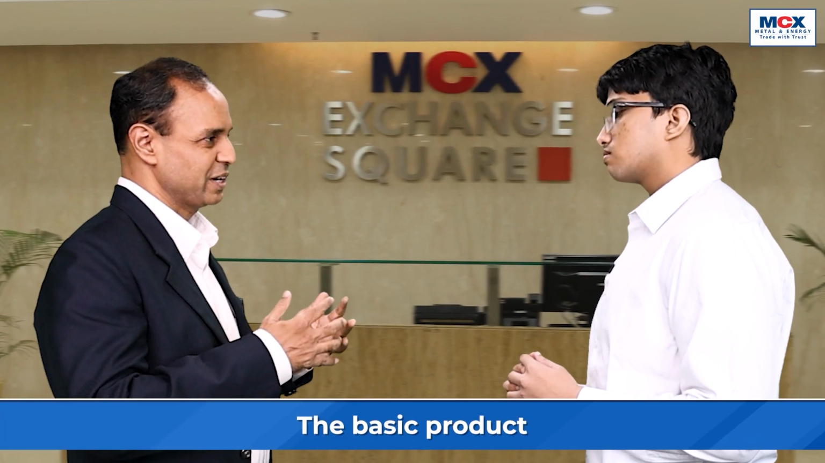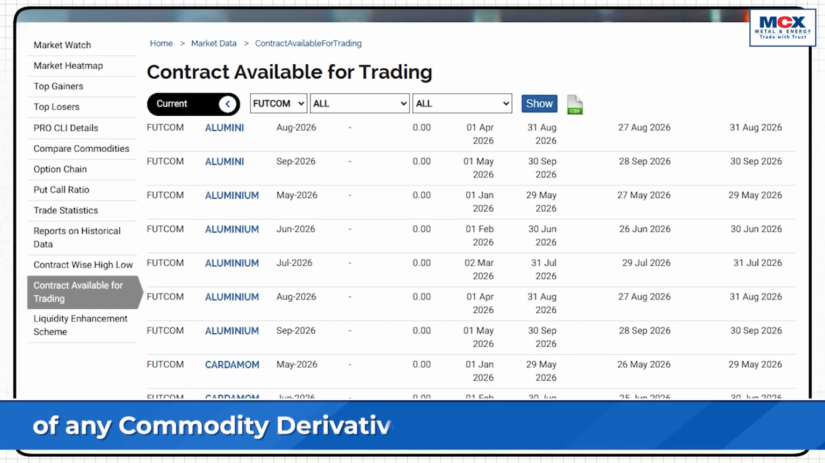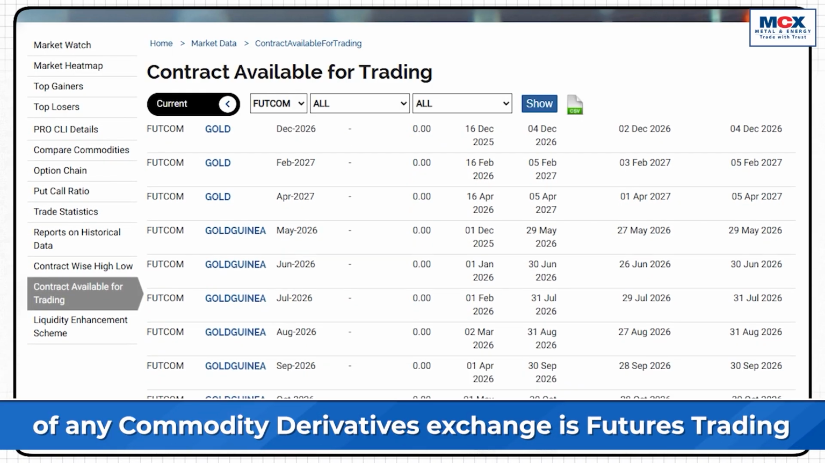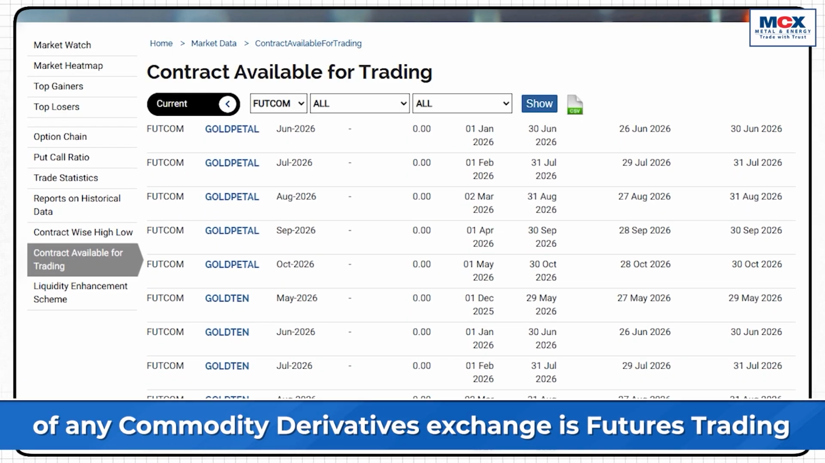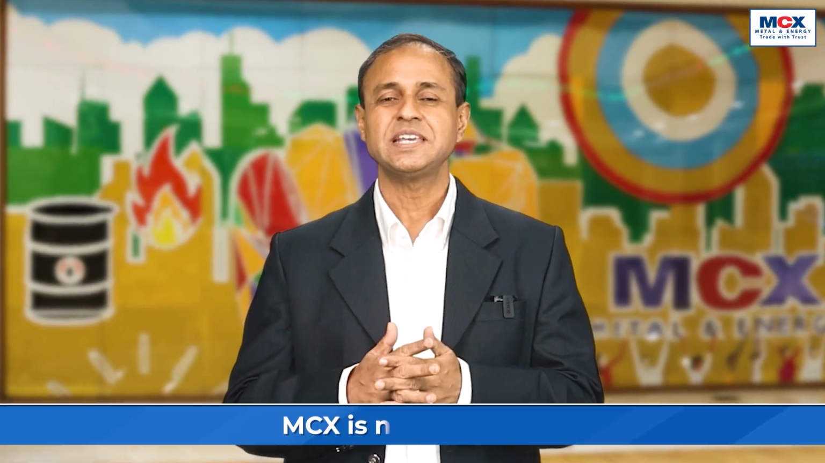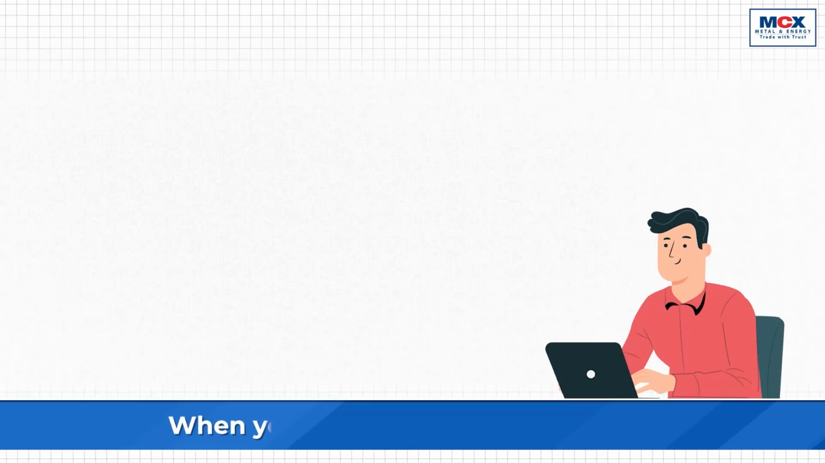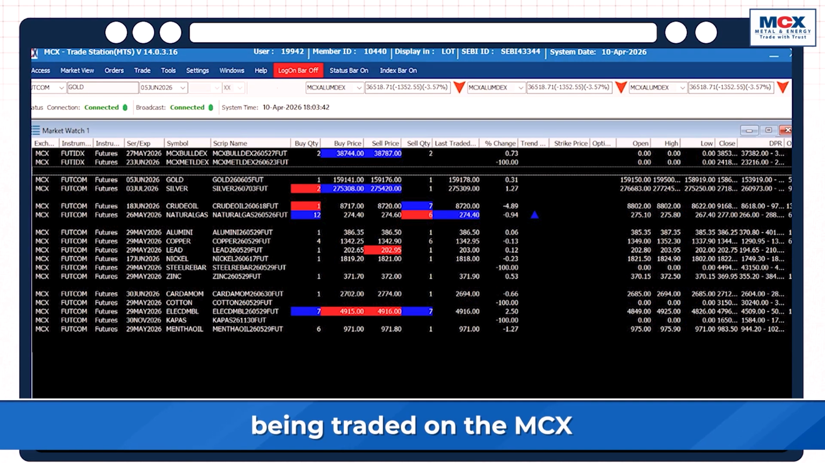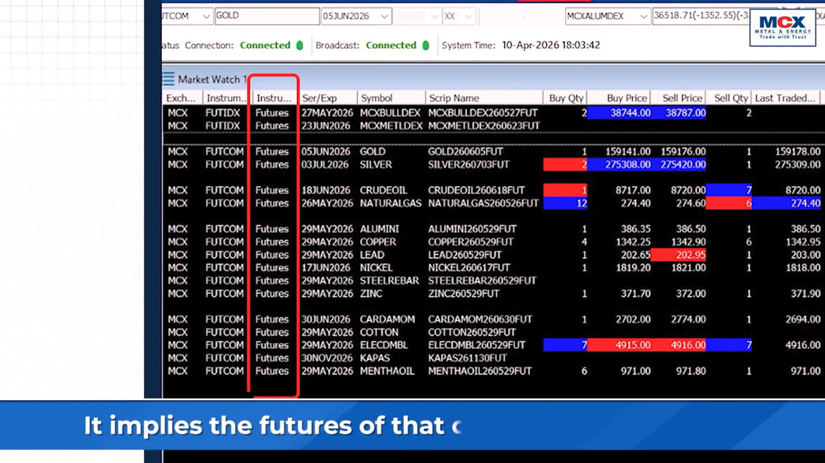For a new entrant in derivatives, the basic product of any commodity derivatives exchange is futures trading. MCX is no exception. So, when you hear about any commodity being traded on the MCX, it implies the futures of that commodity are traded.